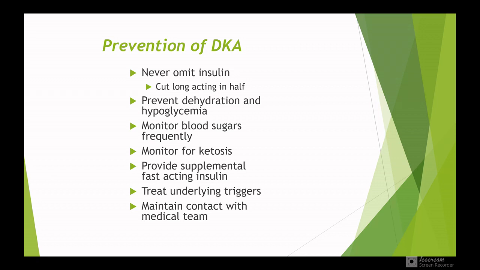So, how do we prevent DKA in an early setting? We have to guide the patient when they visit for consultation. We have to make them aware about DKA and everything. Never omit insulin. We have to ask them never to omit insulin. Cut long-acting in half. Prevent dehydration and hypoglycemia. Ask the patient to always stay hydrated, and never ask them to keep low sugar, because it can lead to hyperglycemia. So it should be maintained at a normal level.